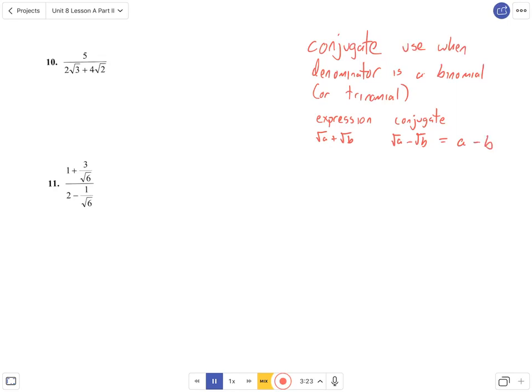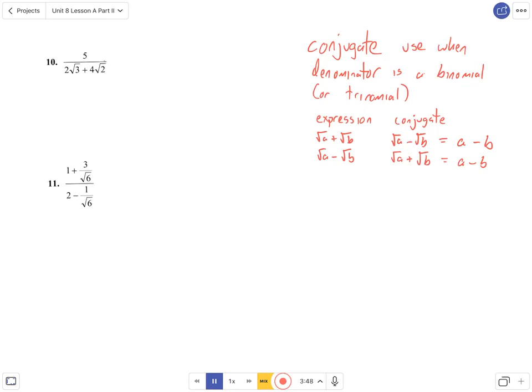And similarly, if my expression was rad A minus rad B, my conjugate would be rad A plus rad B. The same idea here, we're pretty much multiplying the same thing. The order of multiplication doesn't matter. We would still wind up with A minus B, which should give us a rational term in the denominator. So back up to number 10.